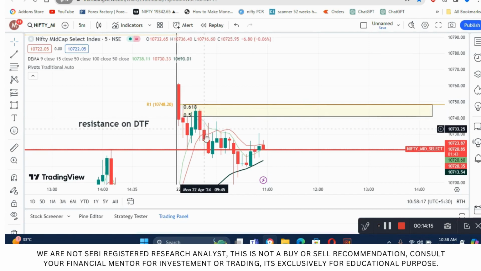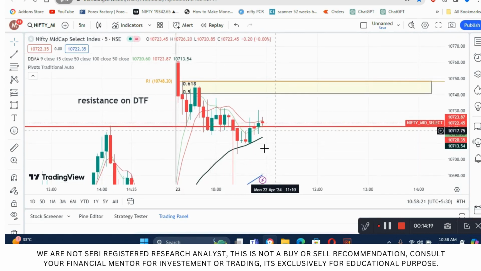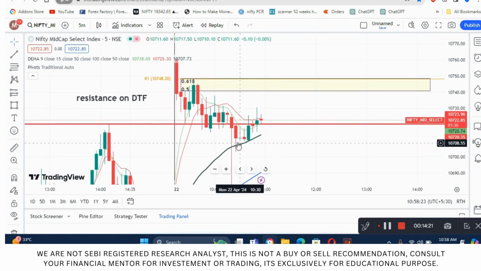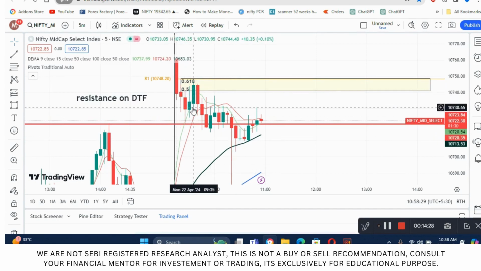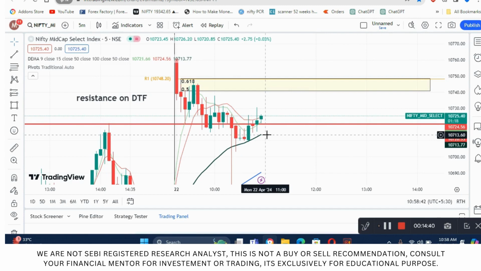Then the market came here, spent some time, then came down here. I exited on this candle. You can see it was making lower high and lower low, lower low, lower high, then lower low. Now it's trying to go upside. No problem, but anyhow we have a good day.